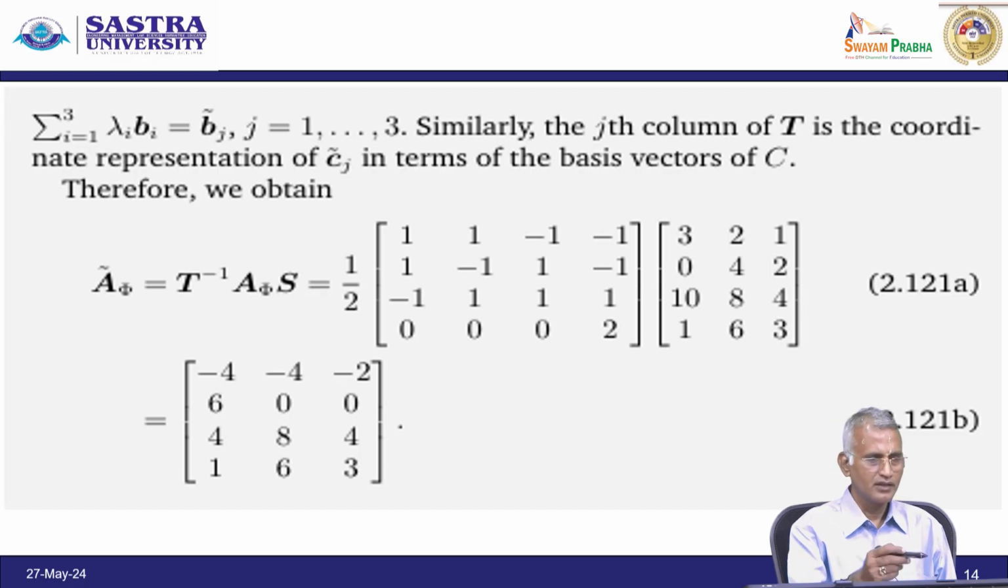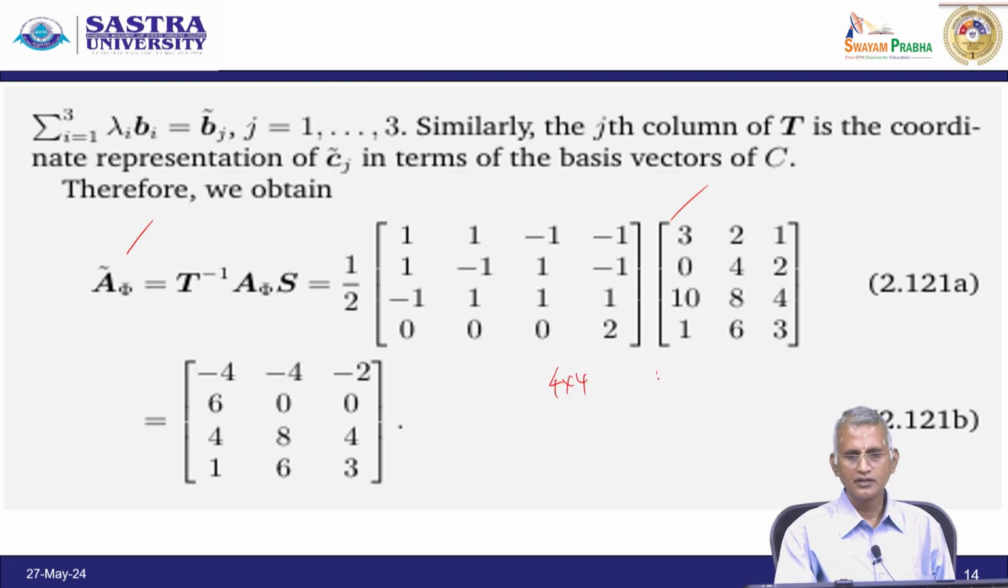Therefore, we obtain A phi tilde equal to T inverse A phi S, which is equal to one half times the matrices we already found. Substitute them and simply multiply. This is a 4 cross 4 matrix times a 4 cross 3 matrix, therefore a matrix with 4 rows and 3 columns will come. It is a simple matrix multiplication that you do, so that we can obtain the result.